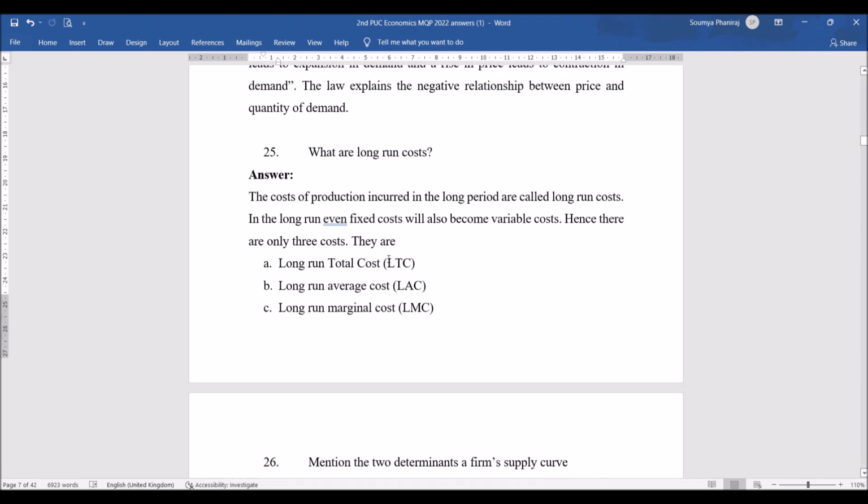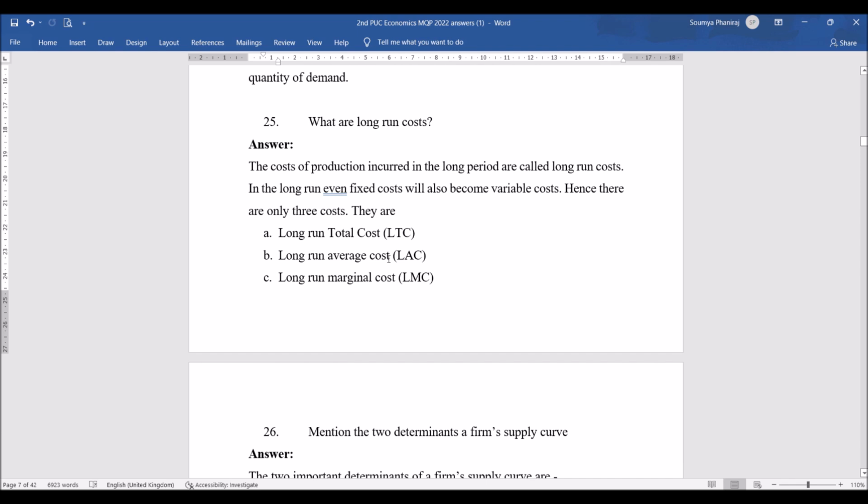The 25th question is about long run costs. The costs of production incurred in the long period are called long run costs. In the long run, even fixed costs will become variable costs. Hence, there are only 3 costs. They are long run total cost, long run average cost, and long run marginal cost.